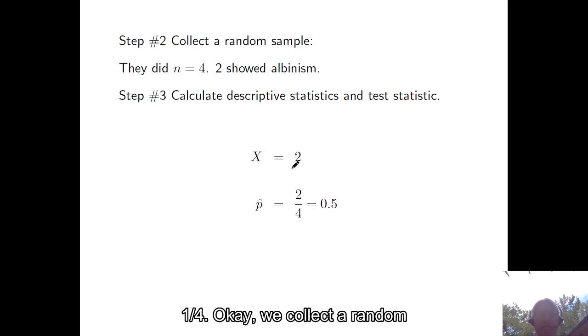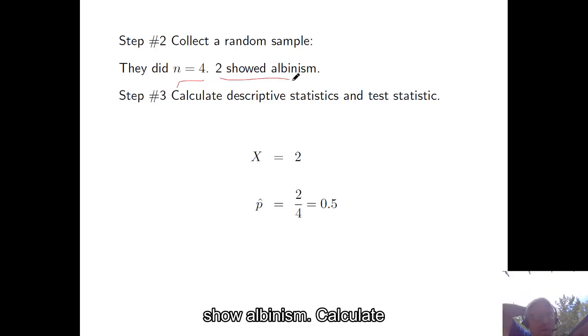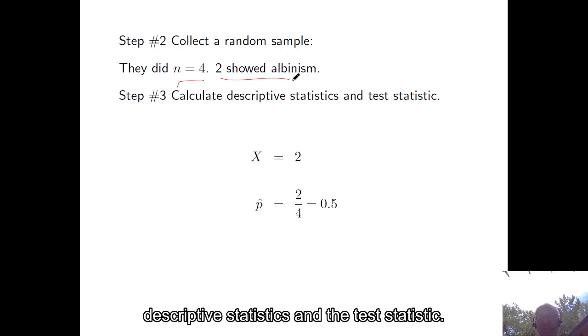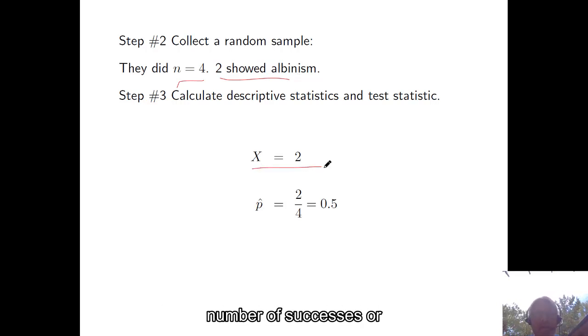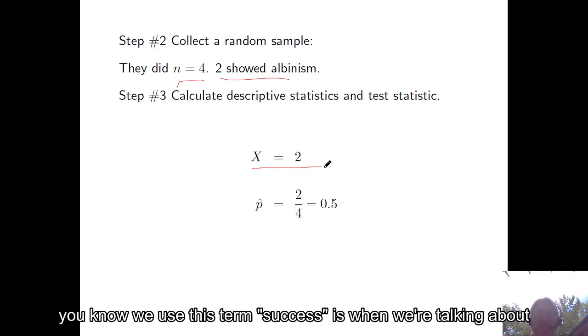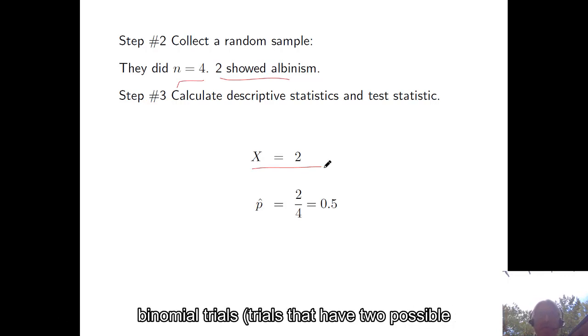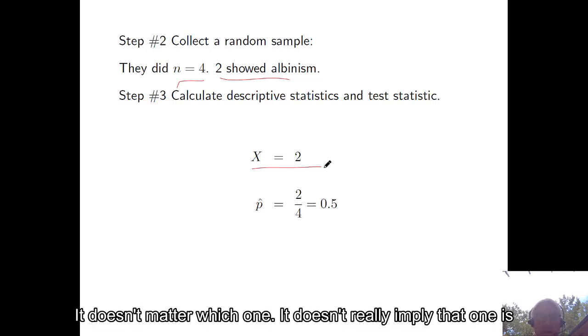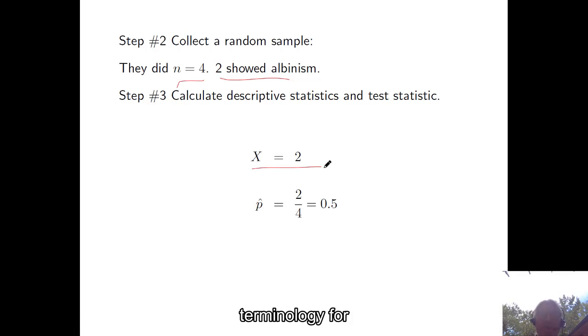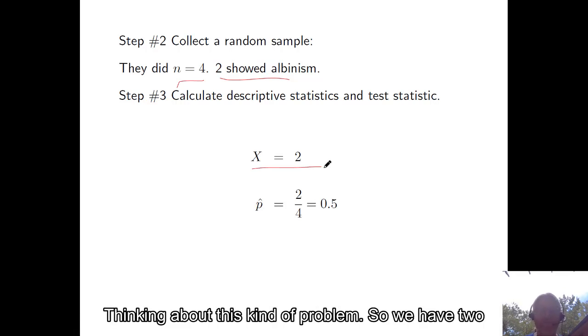Okay, we collect a random sample. I said we did that with n of 4, and 2 of them show albinism. Next, calculate descriptive statistics and the test statistic. One descriptive statistic is just the number of successes. We use this term successes when we're talking about binomial trials that have 2 possible outcomes. We just designate one of them a success. It doesn't matter which one. It doesn't imply that one is better than the other. It's just terminology for thinking about this kind of problem.